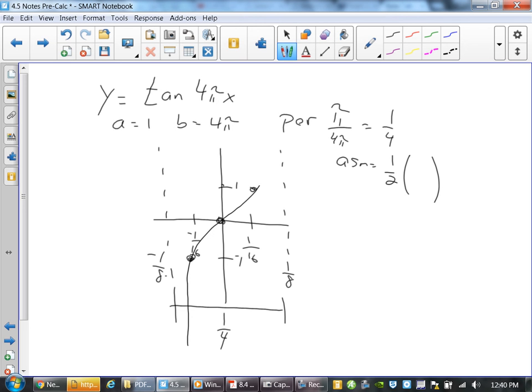Increasing from left to right. And remember, it's increasing going from left to right because the value of A is positive. If A was negative, it would just be going the other direction. Okay? So I have a handful of sine, cosine, and tangent graphs mixed together.